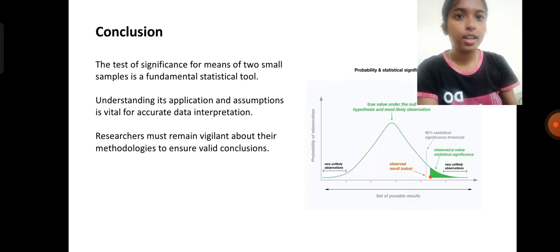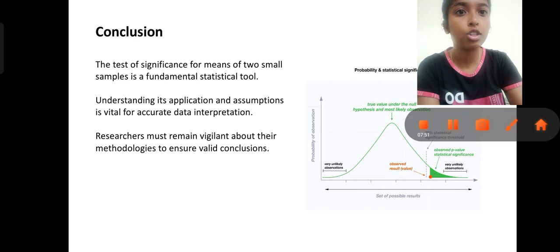For the final conclusion, the test of significance for means of two samples is a fundamental statistical tool. Understanding its applications and assumptions is vital to accurate data interpretation. Researchers must remain vigilant about their methodology and ensure valid conclusions.